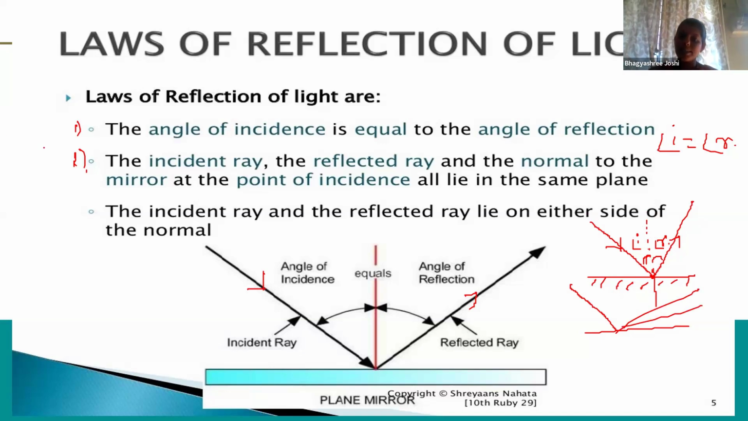So here the incident ray, the reflected ray and the normal to the mirror at the point of incidence all lie in the same plane. The incident ray and the reflected ray lie on either side of the normal. Okay. This is about the laws of reflection of light. Next one.